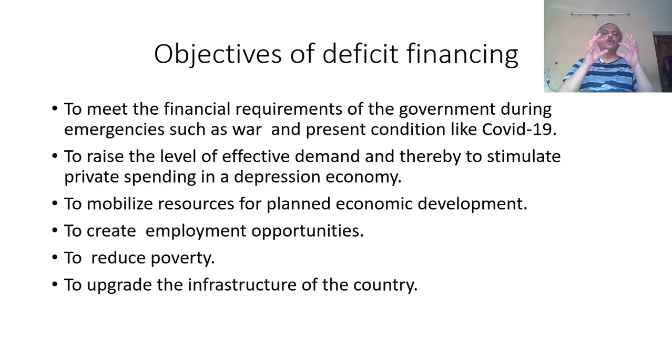So therefore, to stop this and to create effective demand, what is the government going to do? The government is going to introduce new money into the system. As a result, money flows from government to the public, then public effective demand is created, then there will be more flow of money. So that is how the possibility is expected to happen.